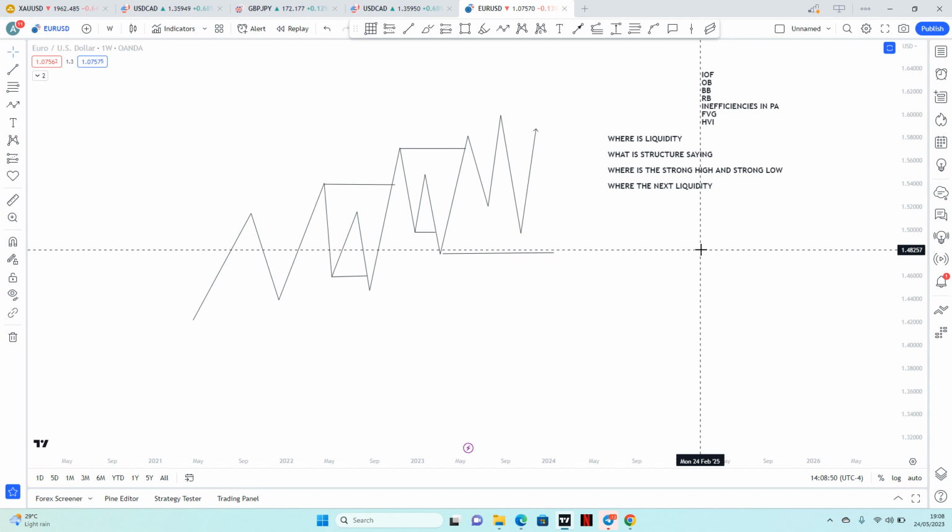Once you understand where liquidity has been grabbed and where it has not been grabbed, and then you understand what structure is saying, and then you understand where the strong highs and the strong lows are. If you get those three things right, there is an 80% chance that your entry in the market, or that trade you are about to take, will be successful. 80% chance. Believe me, there will be an 80% chance that it will be successful.